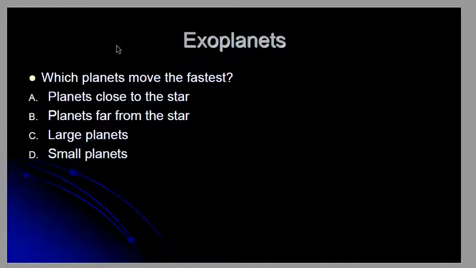Which planets move the fastest? Planets close to the star, planets far from the star, large planets, small planets. Now, you might be misled to say, oh, well, it's going to be small planets because that's true in our solar system. But that's only because the small planets in our solar system are where? Close to the star. Planets close to the star orbit faster, move faster. This is just Kepler's law, right? P squared equals A cubed. So the closer you are to the star, the faster the planet is going to have to go around it.